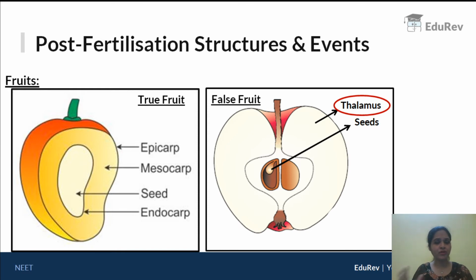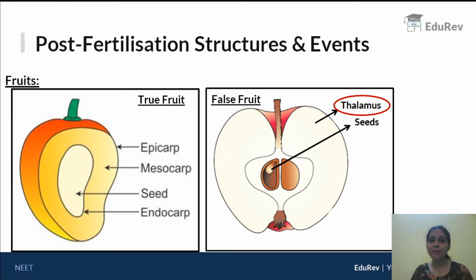Now, what makes one true and the other one false? In a true fruit, fruit formation takes place directly from the ovary, which means if the ovary swells to give you a fruit, that is going to be called a true fruit. In the case of the mango, you will find that the ovary actually gives rise to the fruit. Therefore, it is called a true fruit.